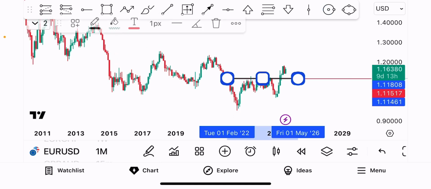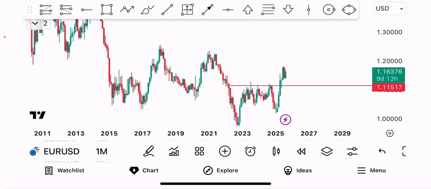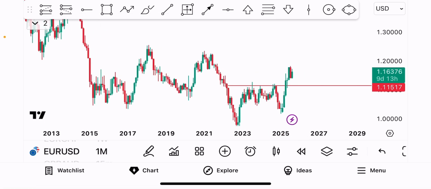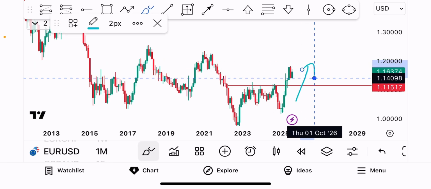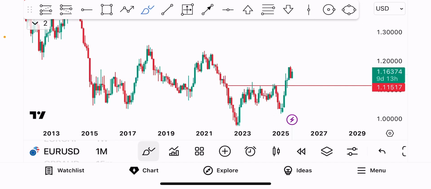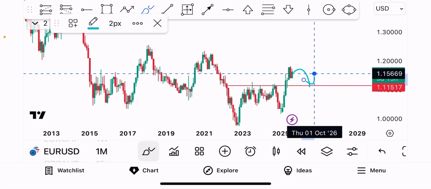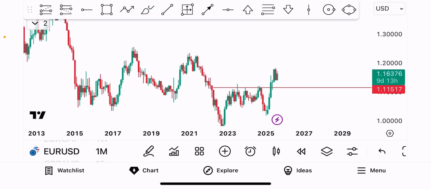So from the monthly time frame, what we see right now is price breaking through the previous resistance level, and after the break of structure, we usually anticipate price to do what? To fall back to the broken level. So from the monthly time frame, we saw a break above the previous resistance level.